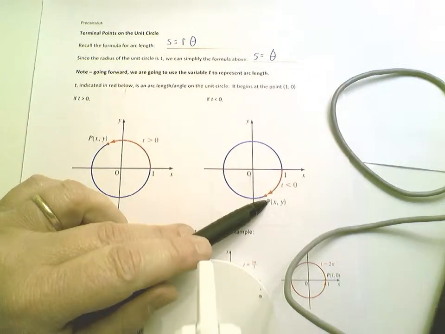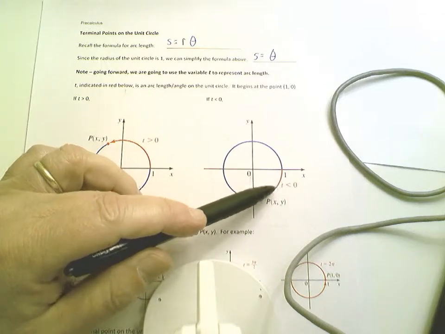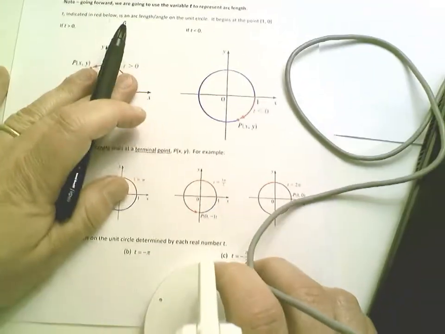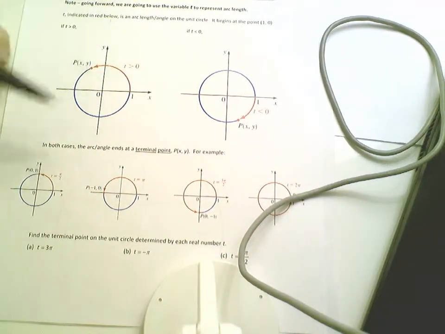Here's a terminal point where we have traveled in a clockwise manner. This would be a negative radians angle. We knew that before. Now, in the context of the unit circle, what did we say? We said our value of t, our arc length, is nothing more than the measure of the angle in radians.